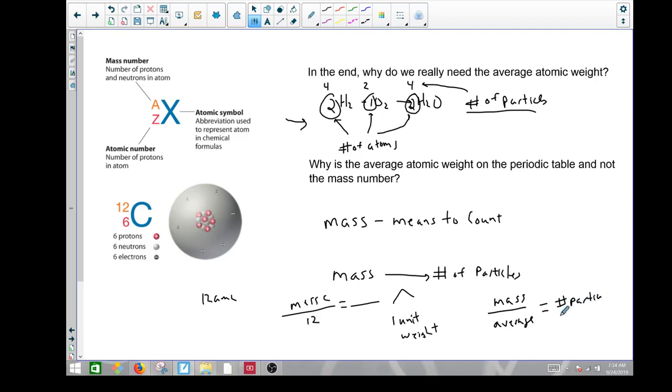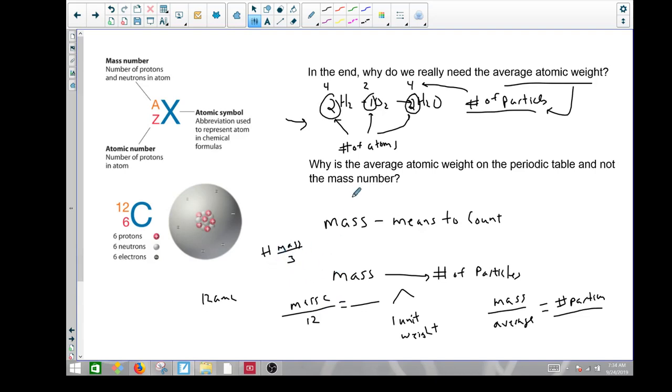So in the end, just foreshadowing some things coming down the line, why do we really need the average? Because eventually we're going to use it to get the number of particles. And of course, if I'm using hydrogen, if I used a mass number of 3 for hydrogen, and took the mass of the sample I'm using and divided by 3, well, that's 300 times more than the other hydrogens are. So some of them are close, some of them have a much bigger difference.